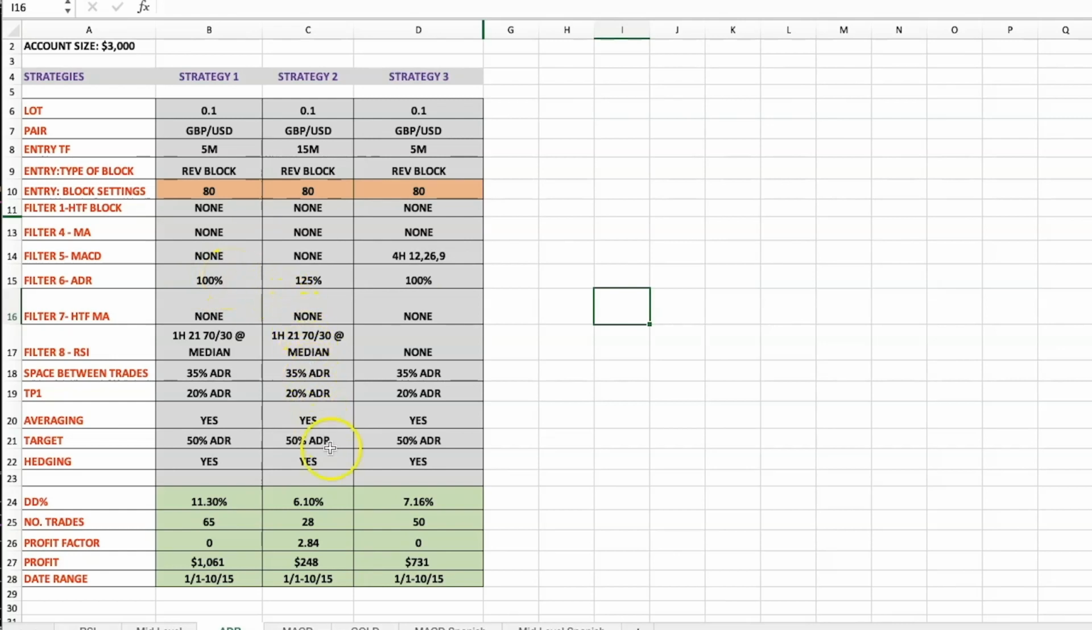So everything else stayed the same. And then in here, of course, 15-minute blocks work less than here, and then I was giving it an extra filter, which is 125. So I got way less entries. The drawdown was way less, but of course the profit was way less as well.